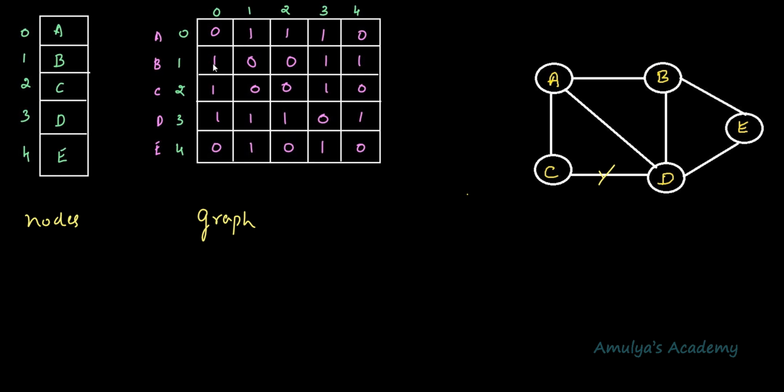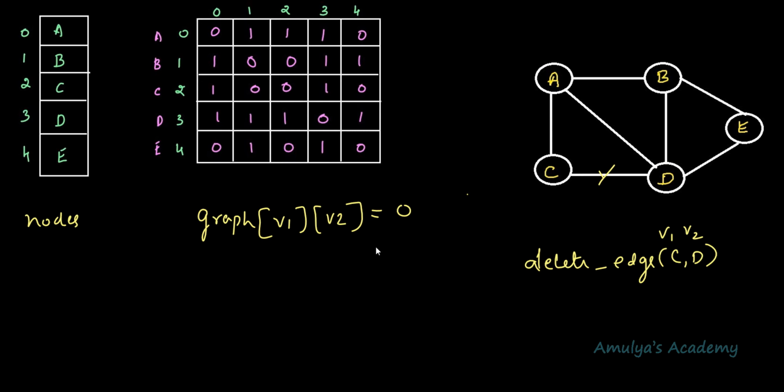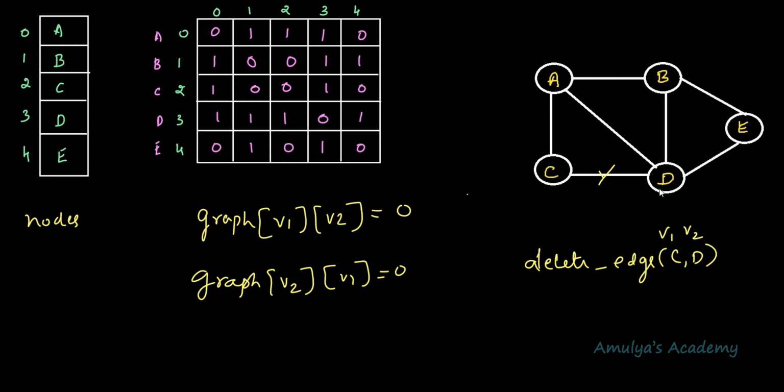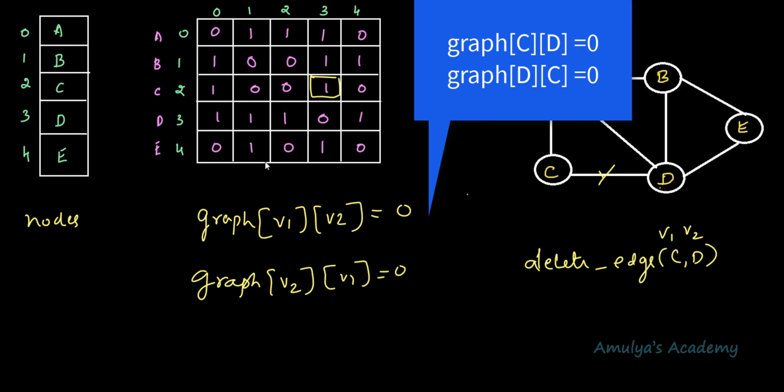So in the program, we took the nested list name as graph. So here graph, here C is V1 and D is V2. So first I need to take graph of V1, V2 equal to 0. I need to make that value 0 in the graph, as well as graph of v2 v1 as 0. That is, when I delete this edge, now there is no edge from C to D and D to C. That's why here I need to change this. I need to make this 0, as well as I need to make this 0.